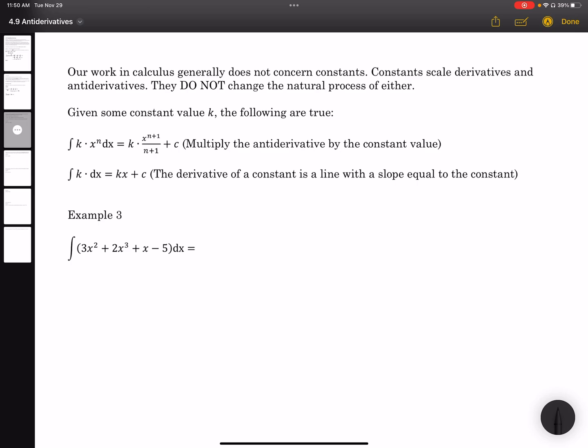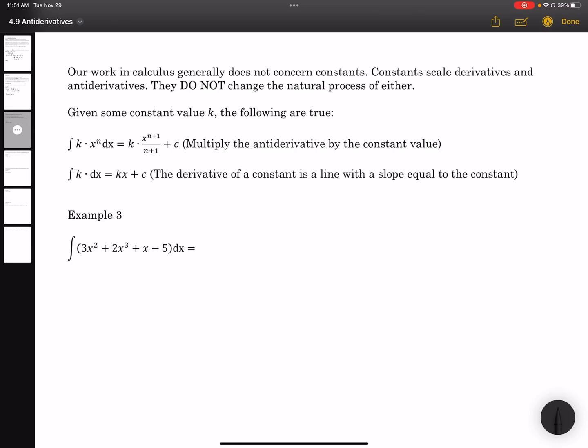So for example 3, we're going to find the antiderivative just like we generally do. I'm also adding in that the antiderivative of a constant is that constant times whatever variable, because the derivative represents slope. So for a constant, it just means that it was the slope of whatever line produced it.